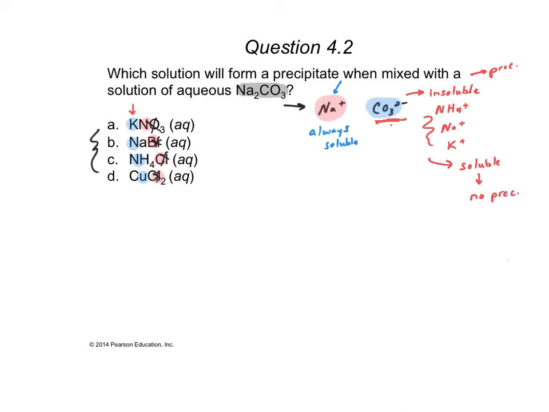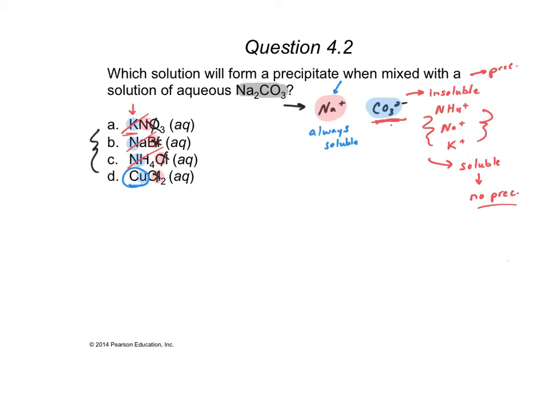So if we go over here and we look, oh, well, the first one is potassium, right? So we know if carbonate makes a compound with potassium, it's always going to be soluble. There's no precipitate, so we can essentially ignore that first one. The second one is sodium, so we can ignore that guy. The third one is ammonium. We can ignore that guy because, again, these are our exceptions. And then finally we get to the last one where we've got copper. Copper is not part of that exception.